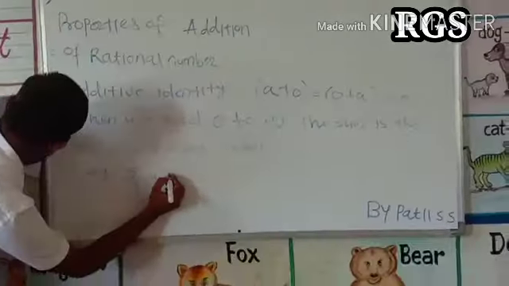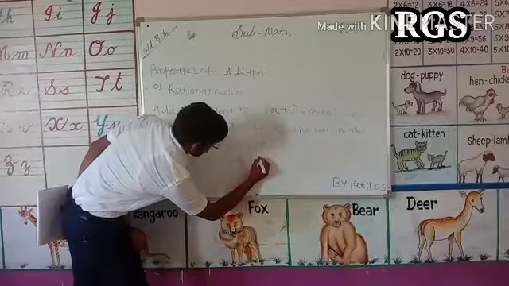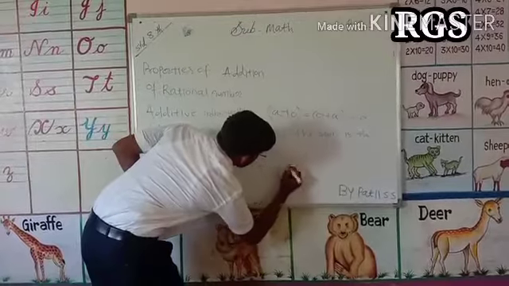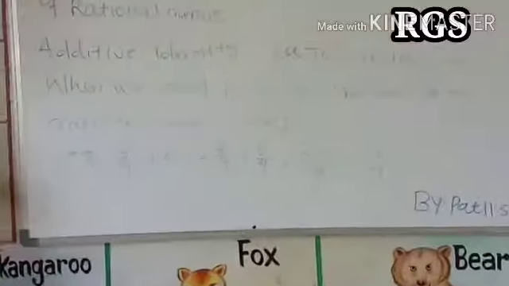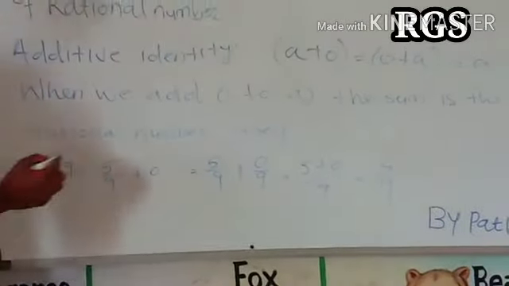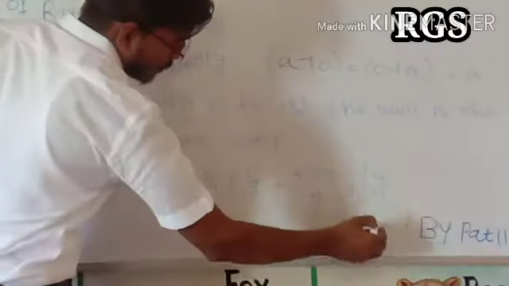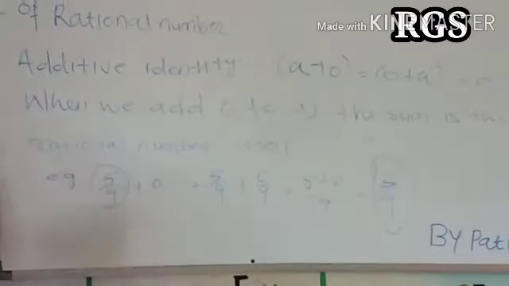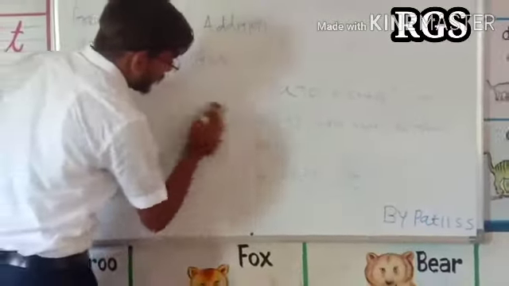Now we'll see one example here. 5 upon 9 plus 0, that is 5 upon 9 plus 0 upon 9, that is 5 plus 0 upon 9, that is 5 upon 9. So when we add this a term with 0, we get the solution as the a term itself, that is 5 upon 9. Now we are seeing the last property in addition, that is additive inverse.